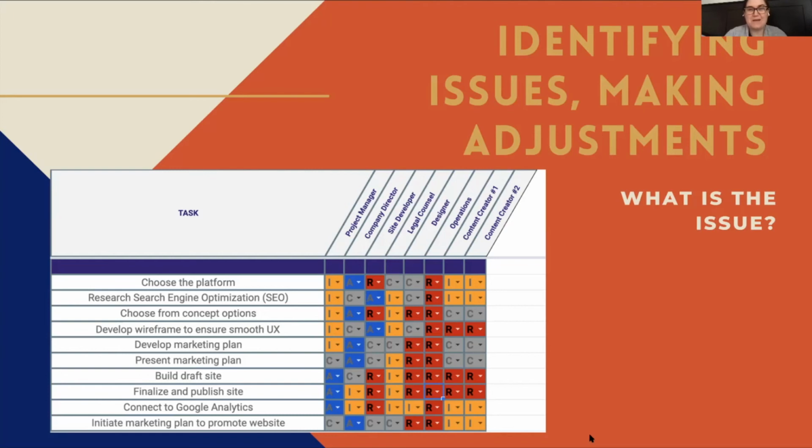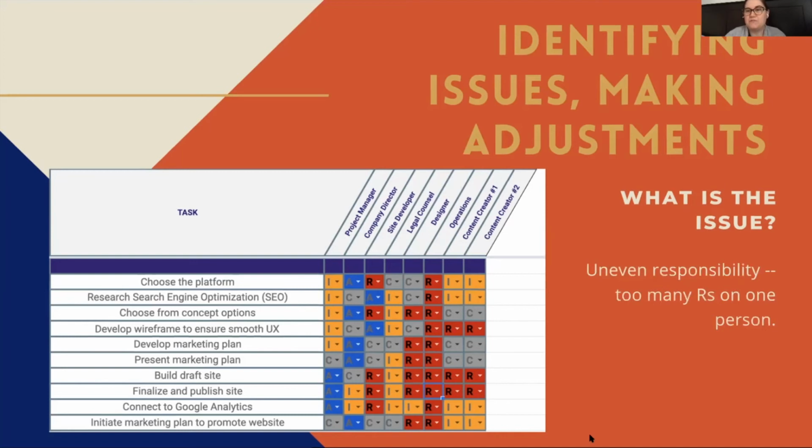Okay, let's see what you got here. So you'll see here we've got an uneven responsibility. In this case, there's too many R's on one person. If you look at our poor operations stakeholder here in this column, you'll see that right down the row, this is somebody who is really being over relied on and stretched too thin. So if this was the RACI matrix I was going to use for managing my project stakeholders and maintaining my project timeline, I would look at this and say, nope, we have to divvy up those responsibilities so that not everything is falling on our operations team.